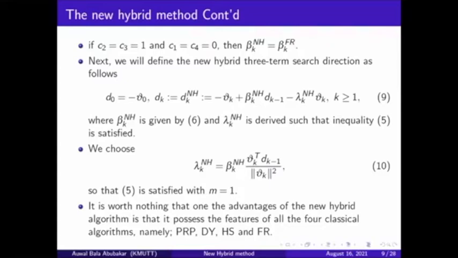This is very important because if the norm of theta k is 0, it means we are already at the solution. So we assume the solution is not obtained in this case. If it is obtained, we are not going to reach this step. This lambda k nh is derived such that inequality 5 will be satisfied with m equal to 1. So in our case, m in inequality 5 is equal to 1. It is worth noting that one of the advantages of the new hybrid algorithm is that it possesses the features of all 4 classical algorithms, namely the PRP, DY, HS, and FR.